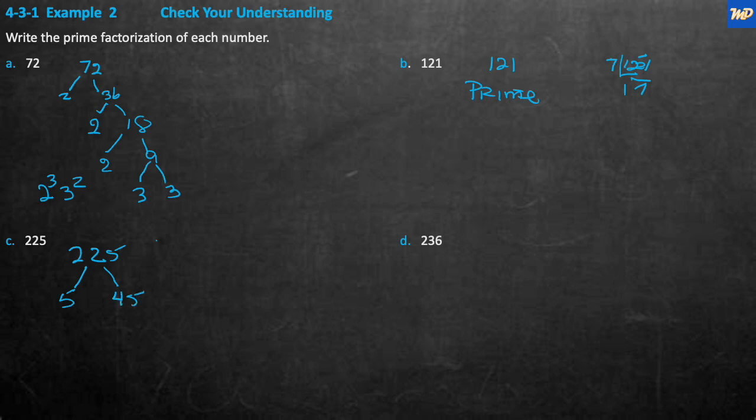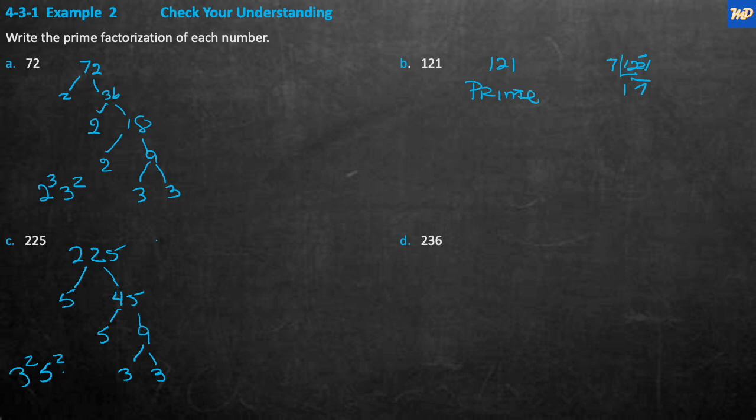And let's see, 45. 40 times 5 is 200, and 5 times 5 is 25. And now this is also ending in 5, so it's also divisible by 5. So 45 divided by 5, we have 9 times 5 is 45. And 9 is divisible by 3, and we get two 3's. So we end up with 3 squared, 5 squared. This one up here was prime.